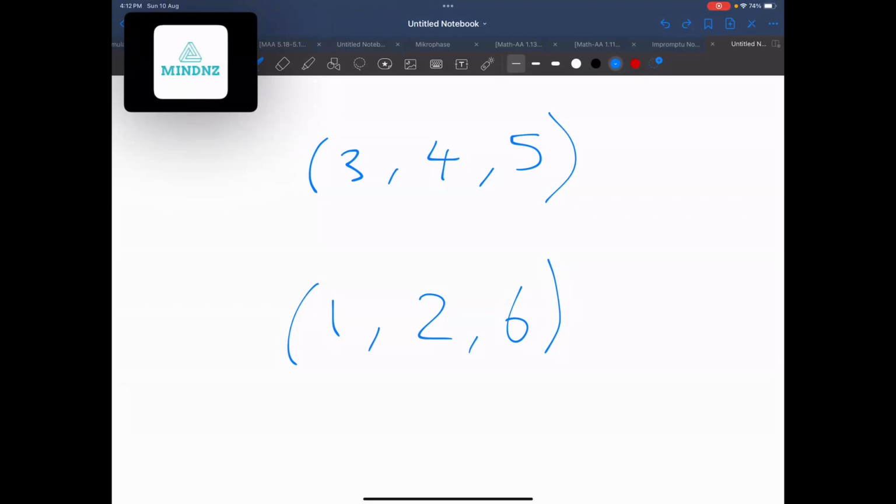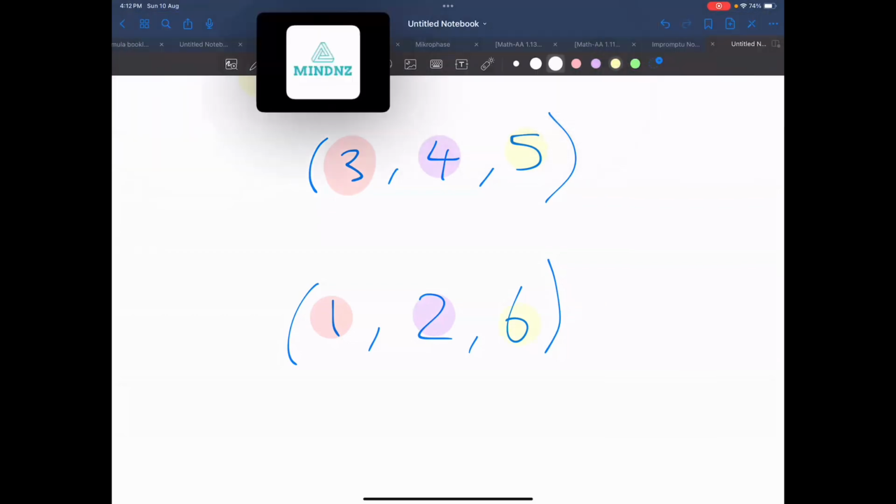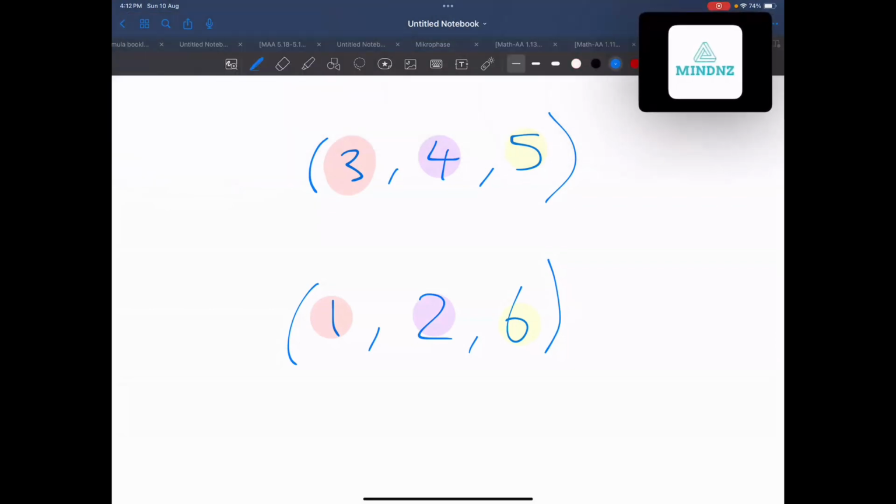Okay, so if we were to pair them up like this, 3 multiplied by 1, 4 multiplied by 2, and then 5 multiplied by 6, then we would get our maximum. So what would that be? That would give us 3 plus 8 plus 30, which is going to be 41.